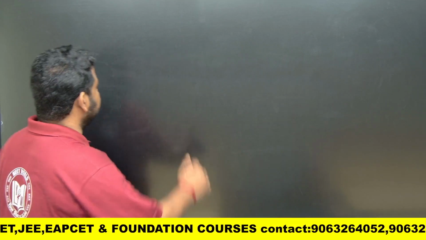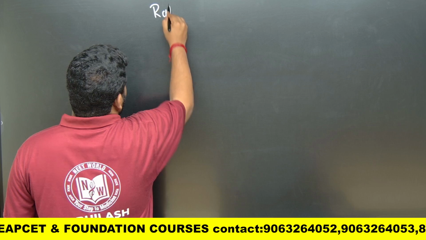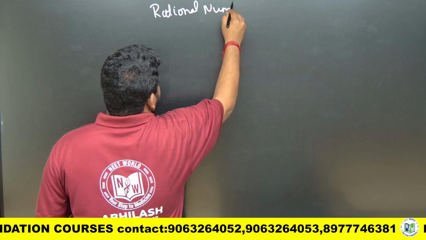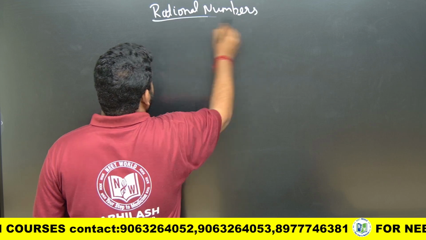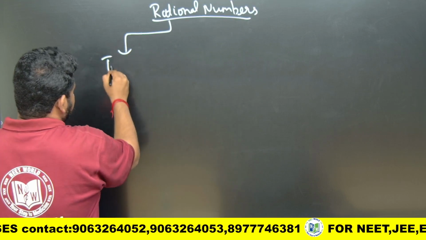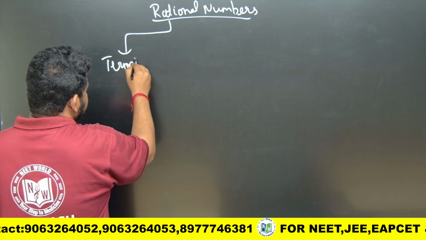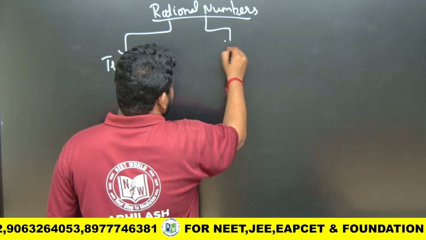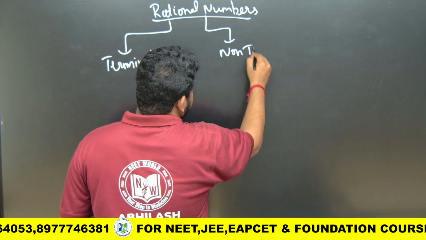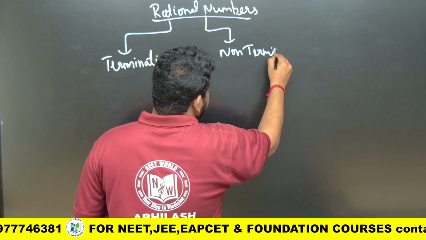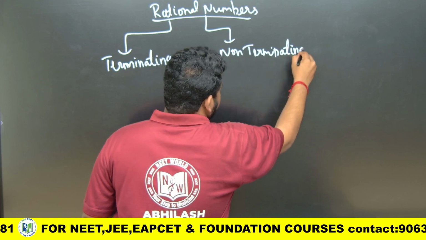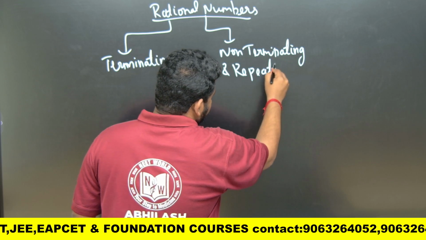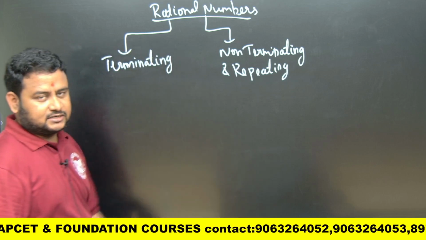Rational numbers, I told you what they are. Rational numbers have two properties: they are terminating decimals, and non-terminating and repeating decimals. Terminating means what?